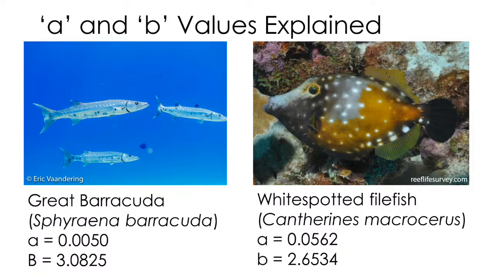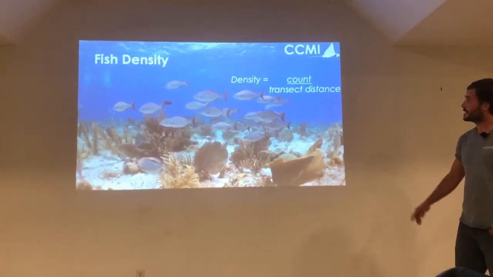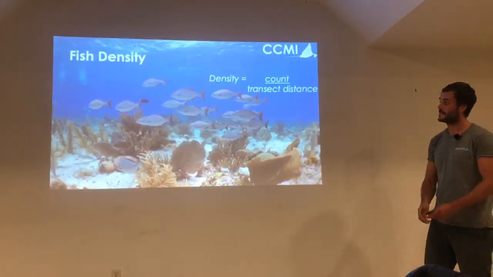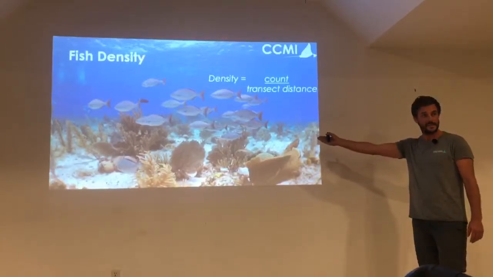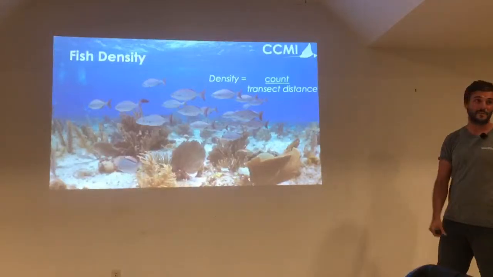Fish density is basically count data. So we do again our 30 metre transect or 60 metre, depending on what floats your boat, and then we basically count the fish, so our density would be 0.8.